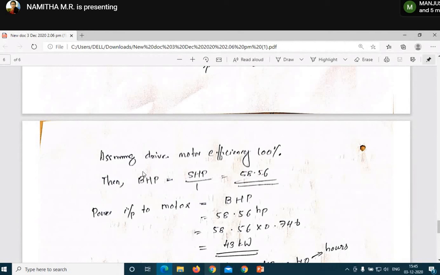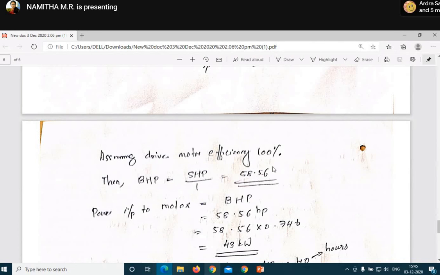And finally, we have to find the brake horsepower. But in the question, they have not given the motor efficiency. They haven't given any motor efficiency, so we can assume that the motor efficiency is 100%. 100% means we can assume that brake horsepower is equal to shaft horsepower. I hope you got the point. So this brake horsepower is equal to SHP itself. So 58.56 is the brake horsepower.